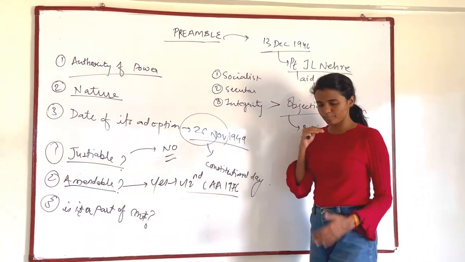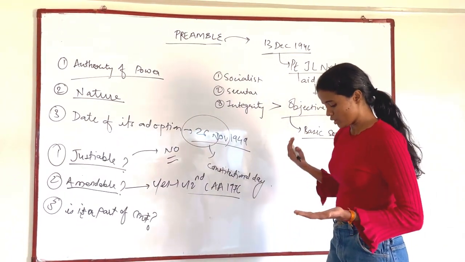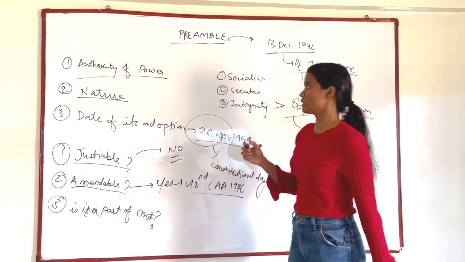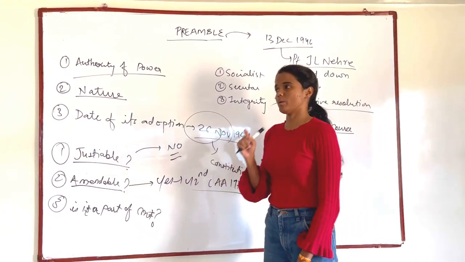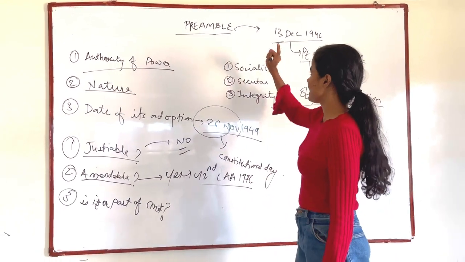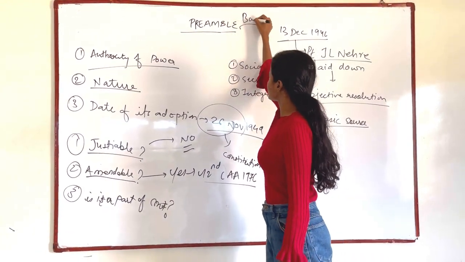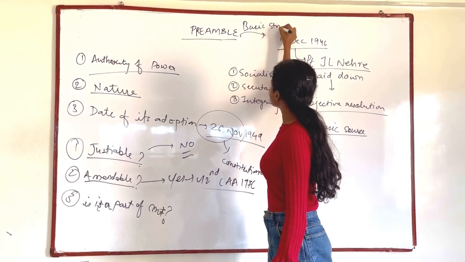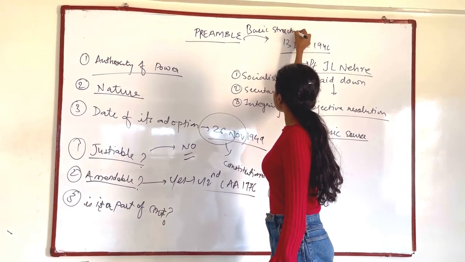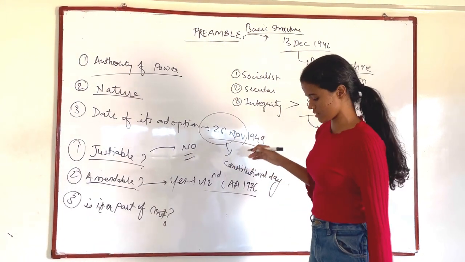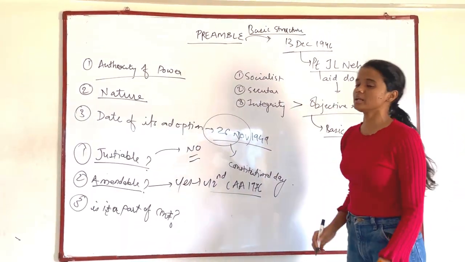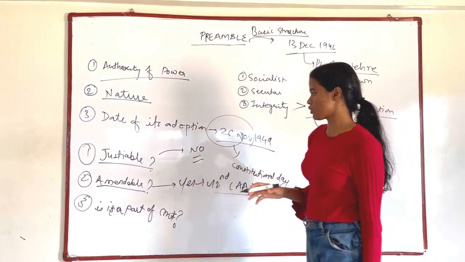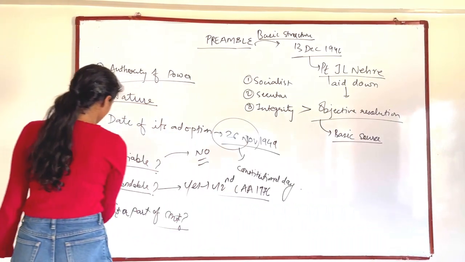Now, as I said, the preamble is amendable, but what can be amended? The Supreme Court has said that you can amend the entire preamble, but the one thing which is not amendable is the basic structure. The basic structure doctrine is a new concept, a judicial invention, which is not amendable at any cost.